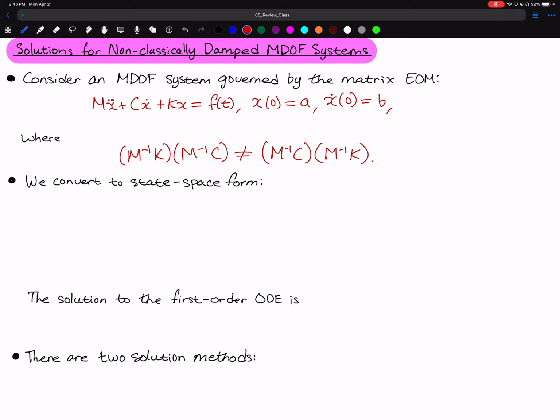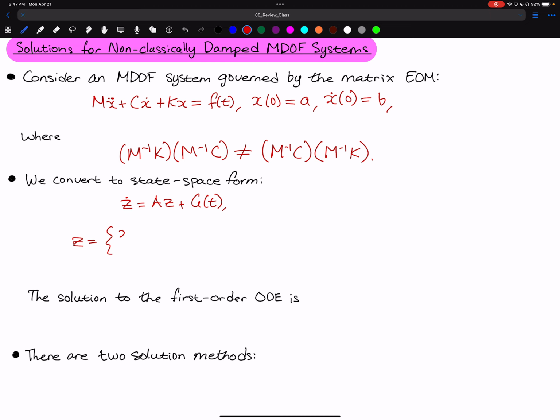From here, we're going to convert into state space form. This will give us z dot is equal to A z plus g of t. G of t here is not a transfer function. It is a state space form of the forcing vector. Z here is going to be equal to the vector of displacements and vector of velocities stacked up together like that. Displacements first, velocities second.